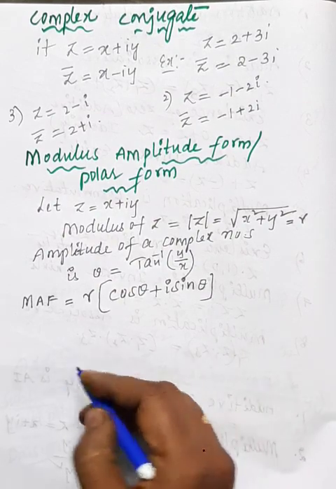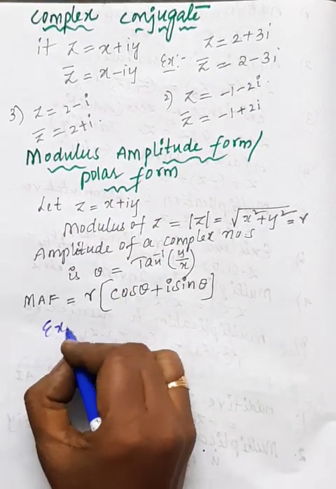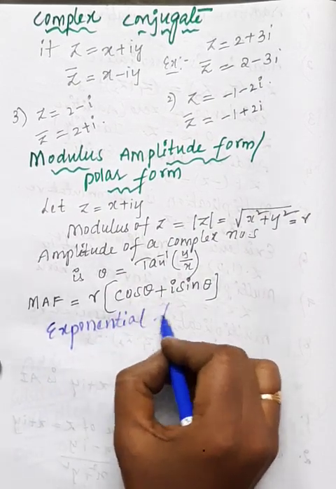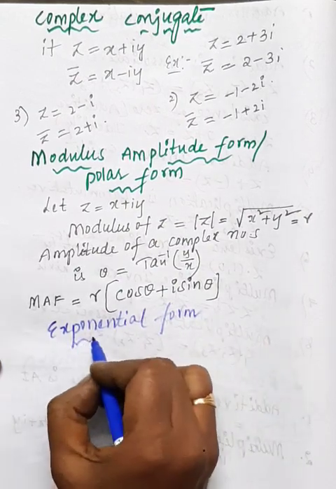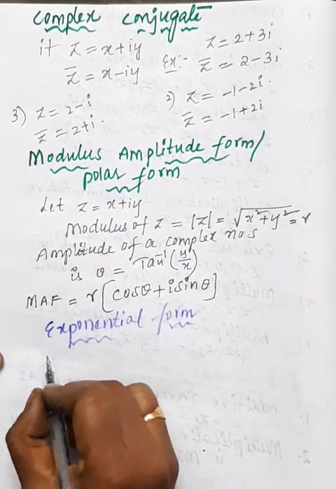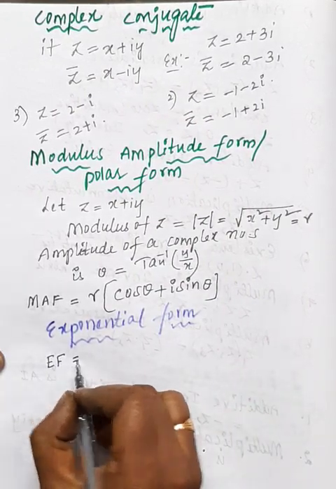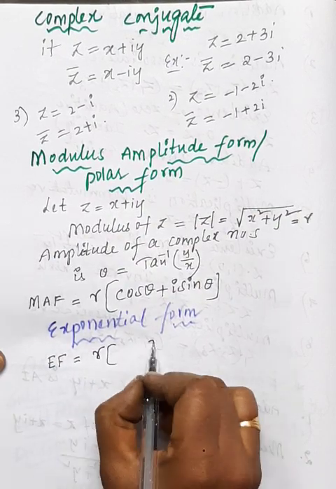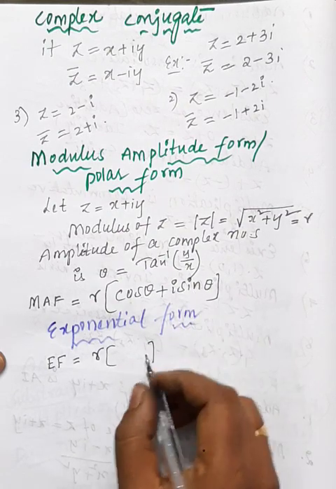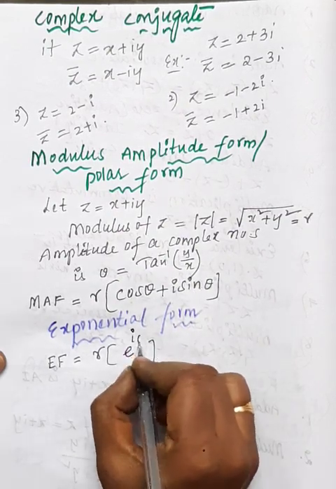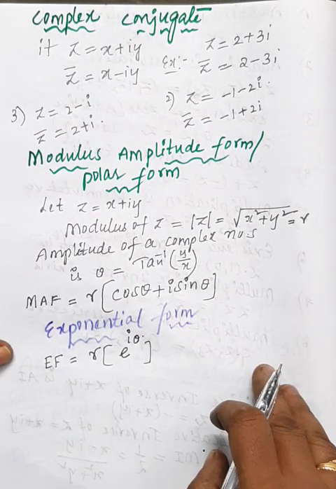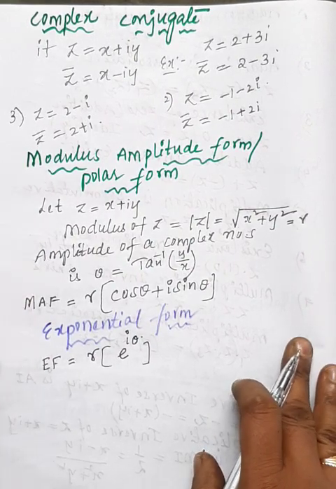Now let us discuss exponential form. Exponential form, EF, is equal to r into e power i theta. So here r cos theta plus i sin theta can also be written as e power i theta. So r into e power i theta is known as exponential form of complex number z equal to x plus iy.